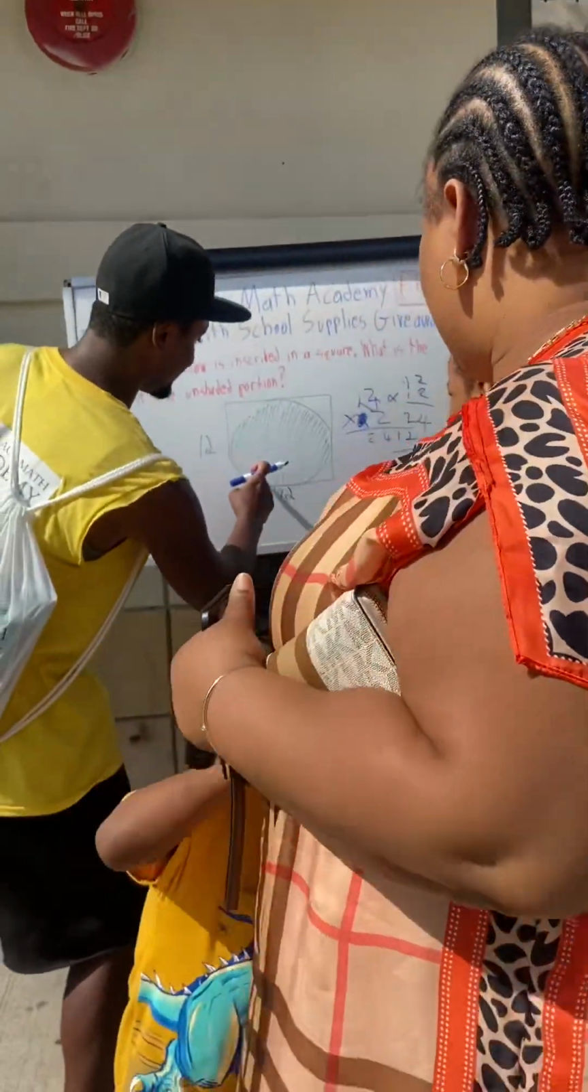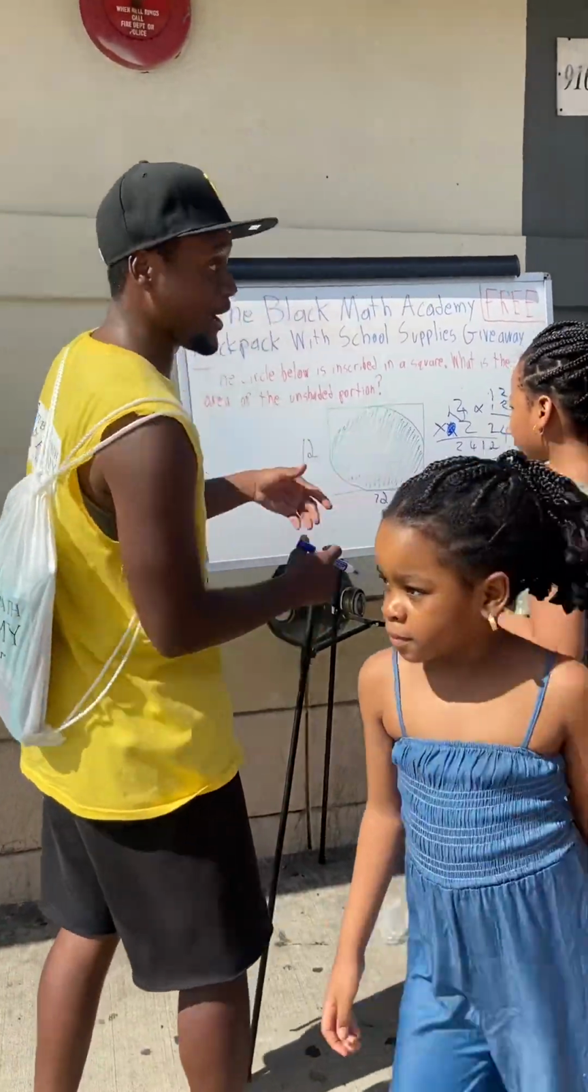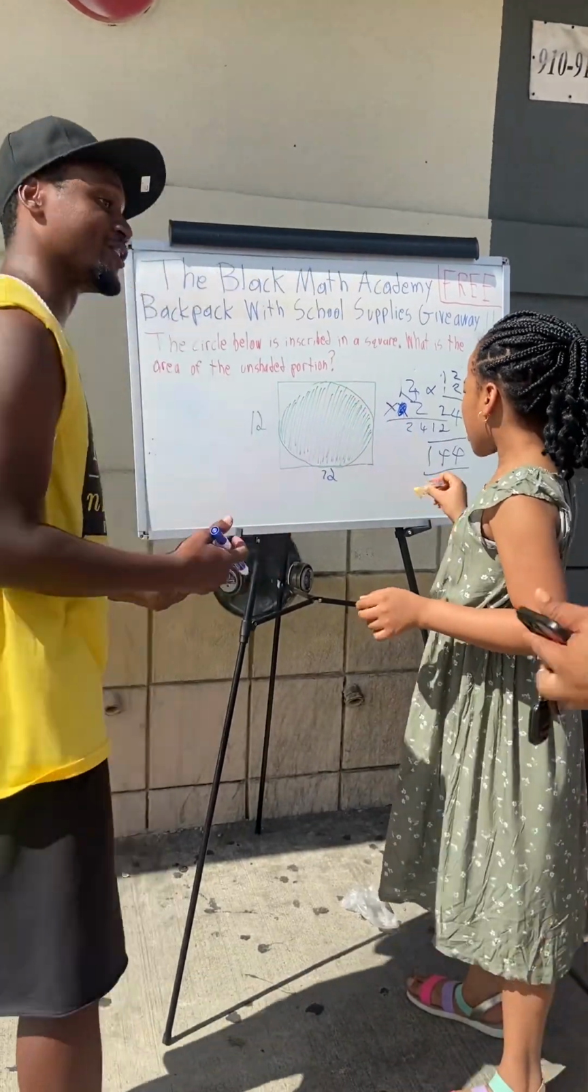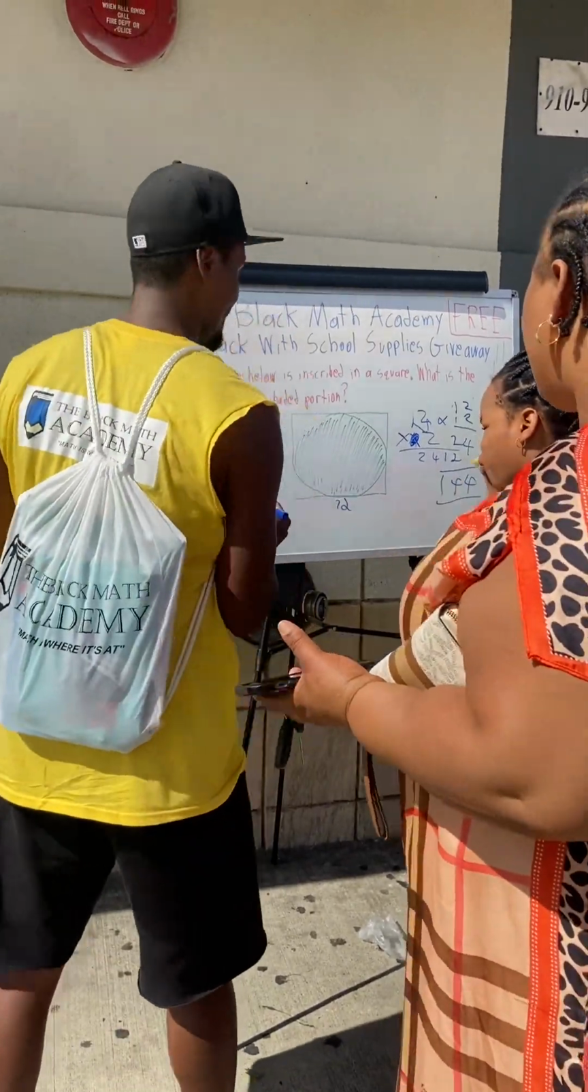Now to find the area of the circle. The circle is the shaded part. We have to get that shaded. Find the area of the circle. Well, listen.